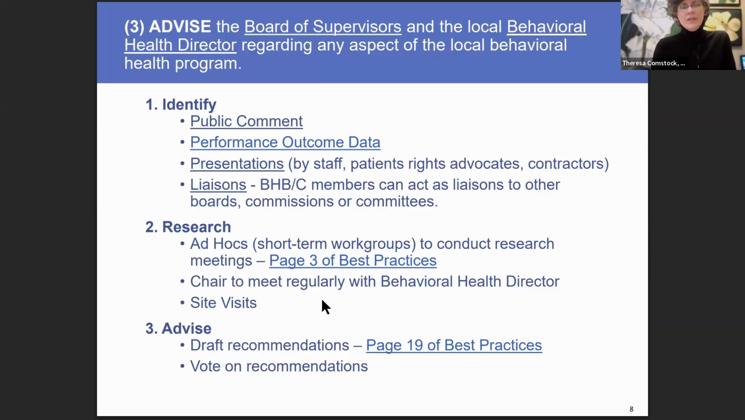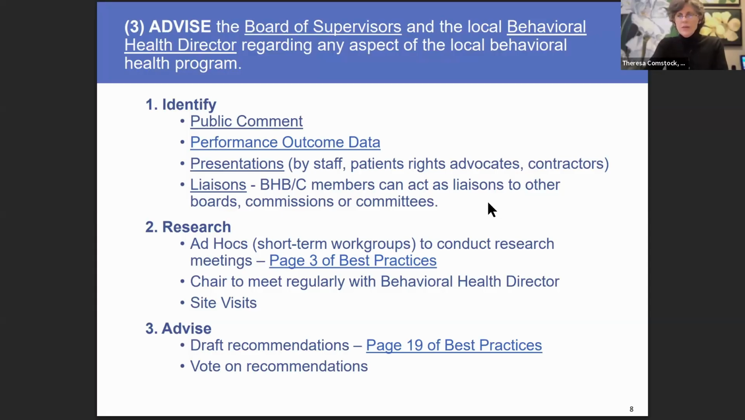Listen to presentations and have those liaisons with other boards and commissions and committees. Once you've identified something that's really become a priority item for your board that year, that you want to make a recommendation on, start doing some research.